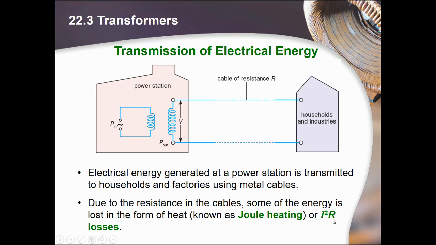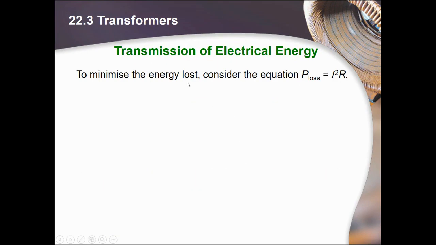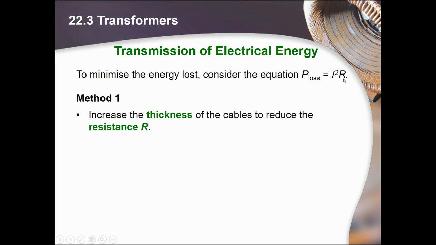I repeat, for power loss, you use the formula I squared R to calculate. Because the power loss is caused by the resistance and the current flowing through it. So to minimize this power loss, I can do two things. Method one, I can lower the resistance. So how do I lower the resistance? I can increase the thickness of the cable. So my R will drop, my power loss will drop.